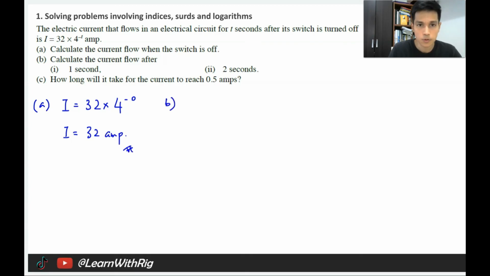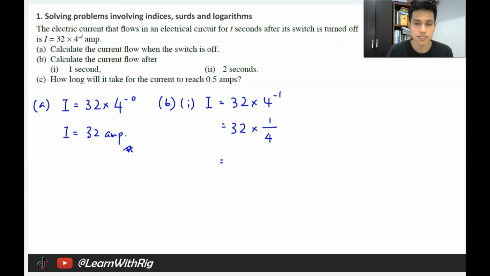Question B. Calculate the current flow after 1 second. So just substitute 1 there, equals 32 times 4 power negative 1. 4 power negative 1 is the same as 1 over 4. This is from the indices chapter. So 32 divided by 4, the answer is 8 ampere.